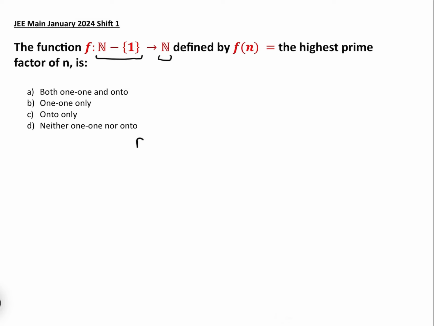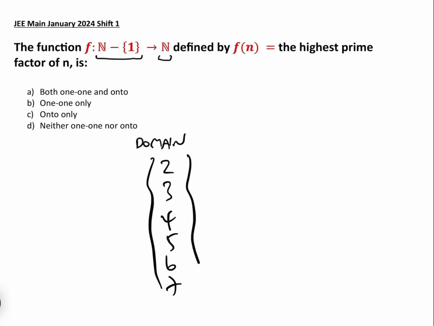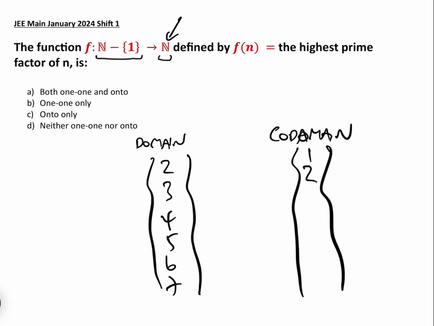Okay, so anyway, let's have a look at the domain. So the domain is here. Well, the domain is going to be the natural numbers 2, 3, 4, 5, 6, 7, etc. And the codomain, let's have a look at the codomain. The codomain is all of the natural numbers. So that's including 1, 2, 3, 4, 5, 6, 7, etc., etc.